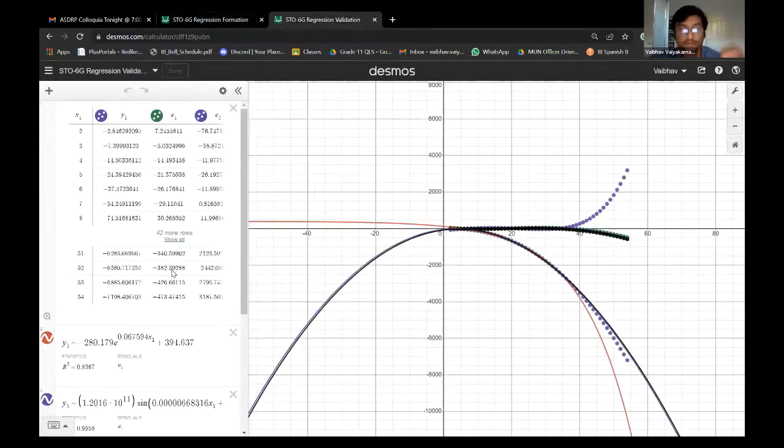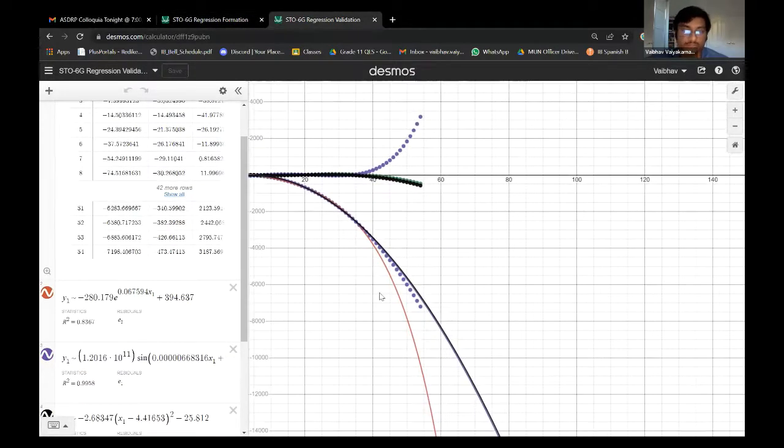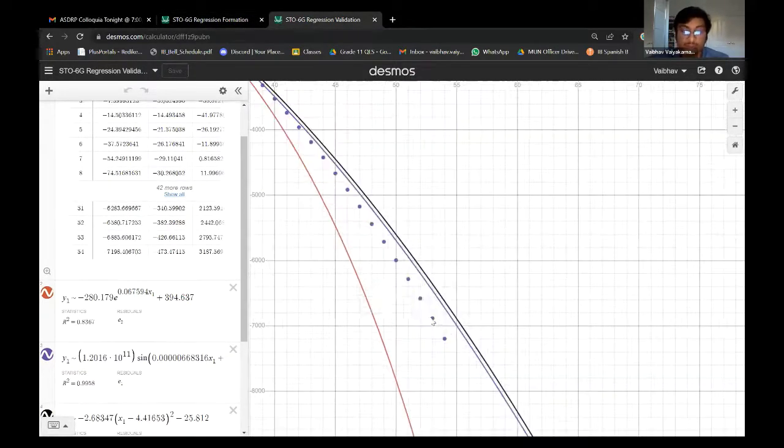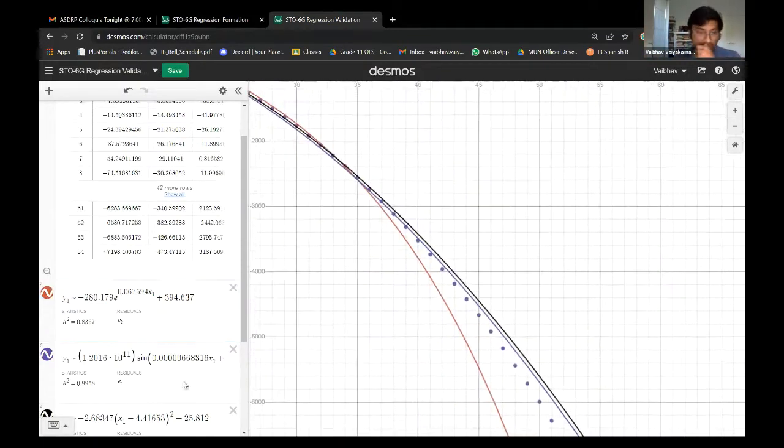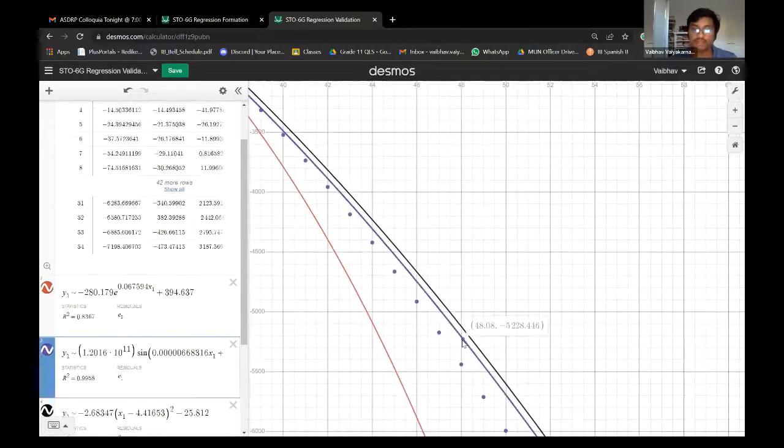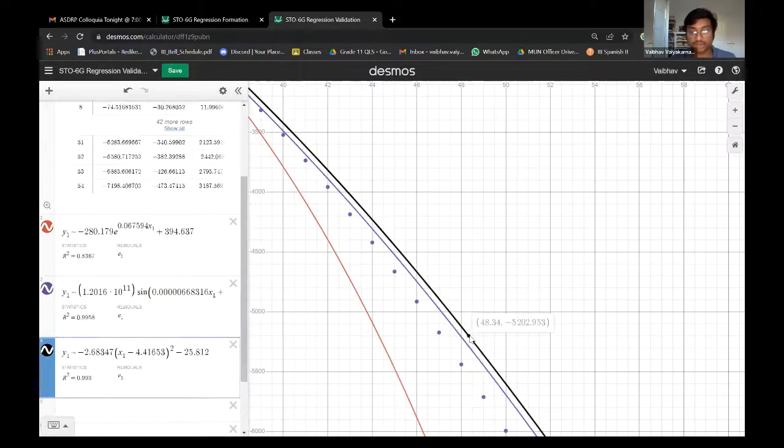Then we add in the data from 36 to 54, and this happens. Compared to our data set, your e to the power of x graph here in red has a very high negative bias, 0.8367 negative bias. The other two graphs, x squared and sine, both have positive bias. So they're going upwards, right?